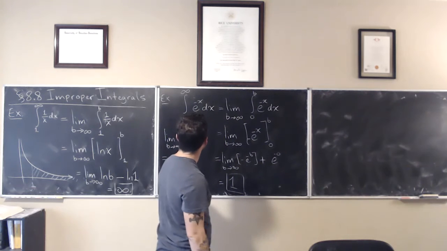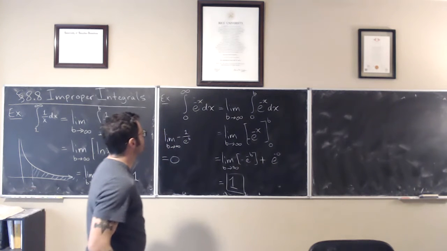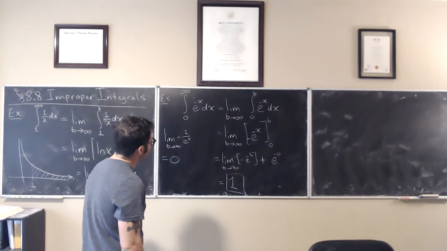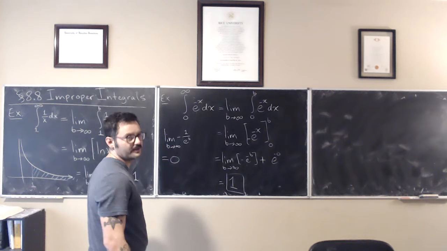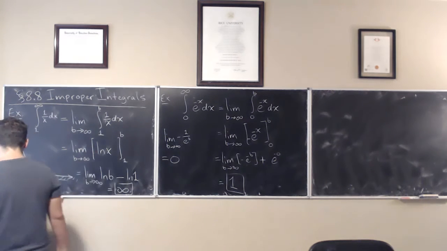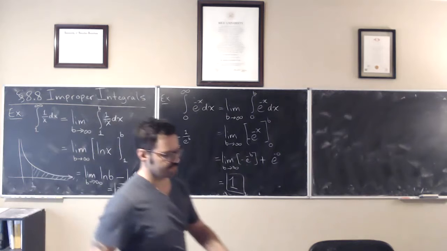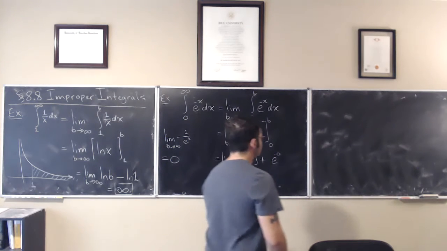That's the exponential decreasing function. And the area under the curve is 1 for that. I don't know, that's interesting to me. Okay. All right, so what's another one?